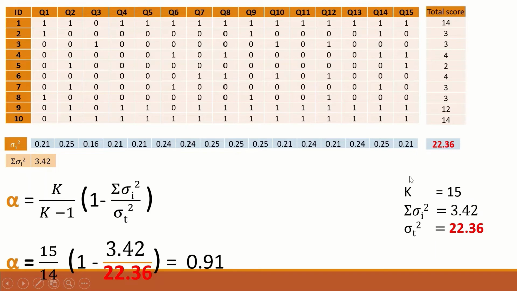So if we replace the values, 15 divided by 14 multiplied by 1 minus the value for the upper part and the value for the lower part, we generate a value of 0.91, which represents the reliability of the exam. So this exam or test is 91% reliable.